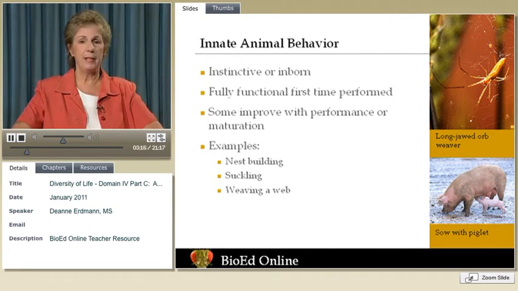Some other examples of innate behavior: nest building in birds is very distinctive from species to species, newborn suckling, or even web building in spiders. You may not realize it, but spiders build very distinctive kinds of webs, and obviously when the female spider laid the egg, she took off, so she's not around to teach them this skill. So this is an instinctive behavior that they automatically know.